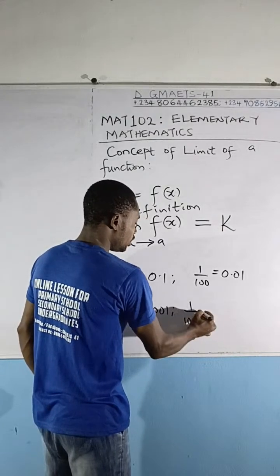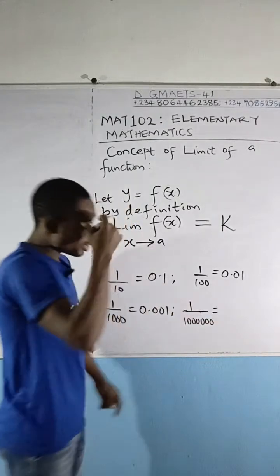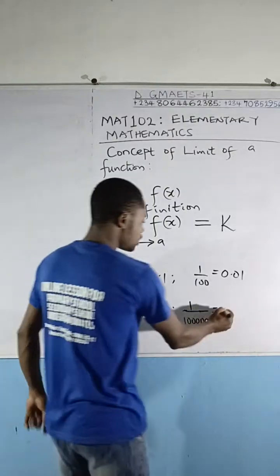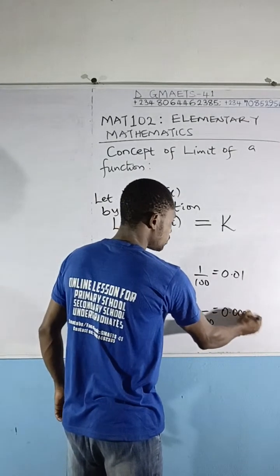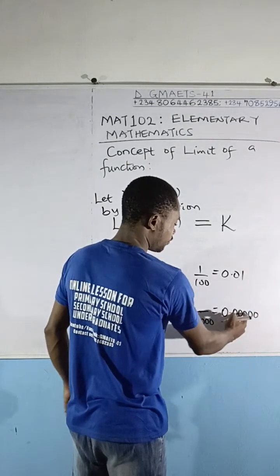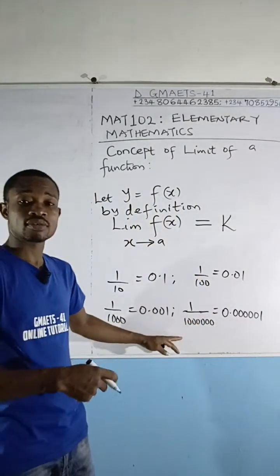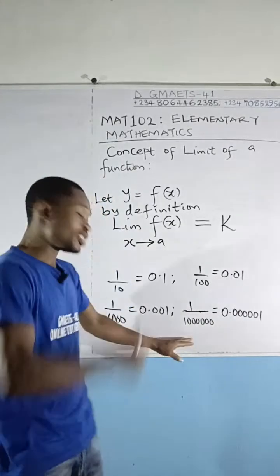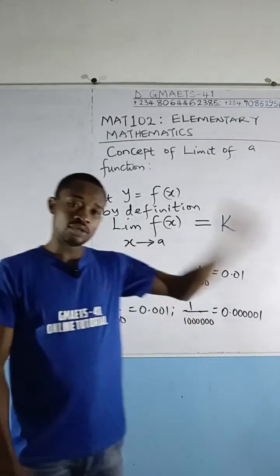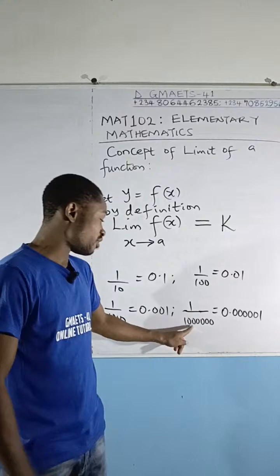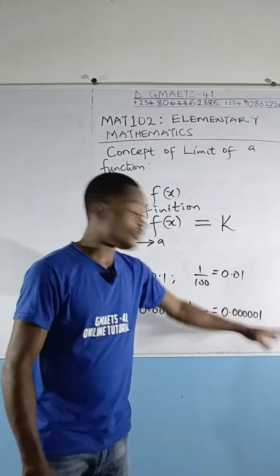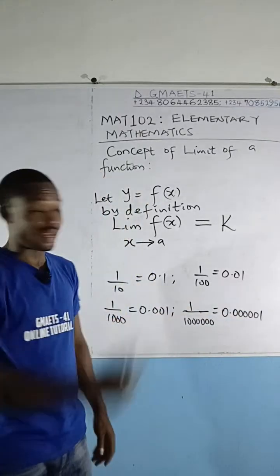1 over 1 million. If you work on this, it's going to be 0.0000001, that is, 2, 3, 4, 5, 6 zeros, then 1. You know what happens here? The zeros will come first before the 1. And after the first 0, you put a point. Then you add up the number of zeros, which gives you the total number of zeros before the 1 at the end.